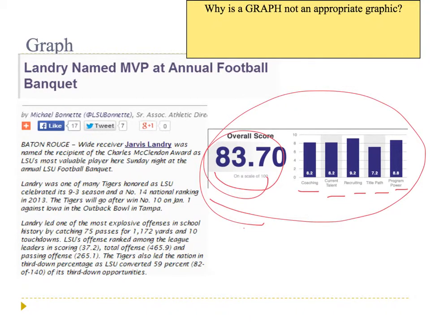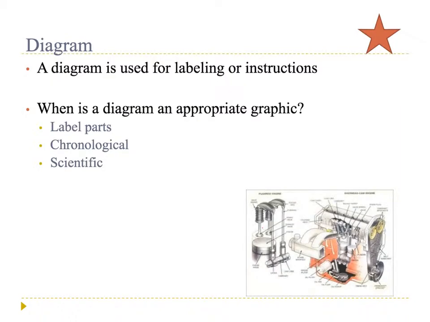Now over here we have a text, and it's specifically talking about Jarvis Landry and the awards that he has won, MVP. It also gives some of his statistics, and it talks about the kind of player that he is. So this is talking about one player, Landry, whereas this is talking about a whole program. So why is this graphic not an appropriate graphic? Pause here. Okay, awesome.